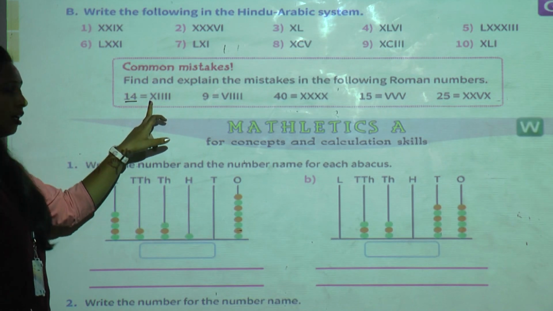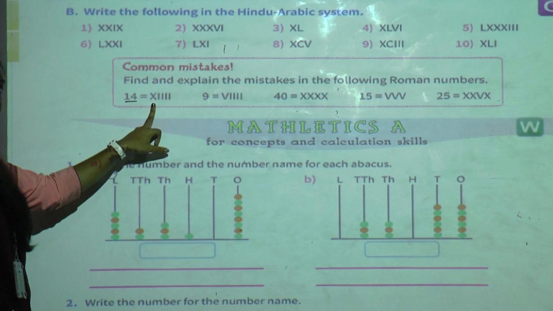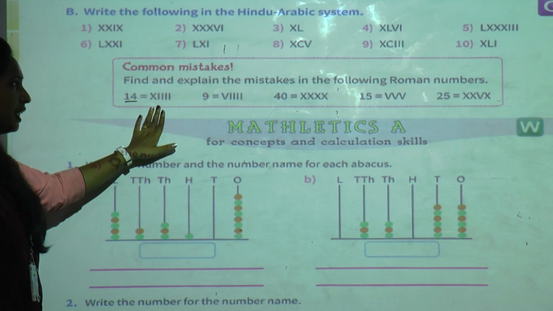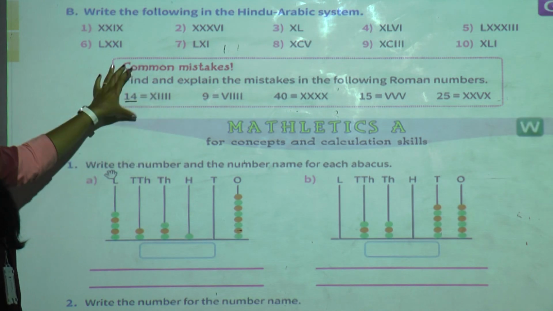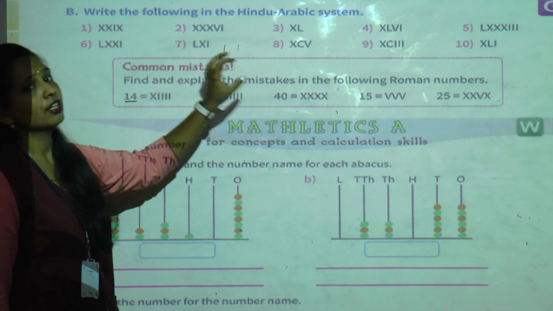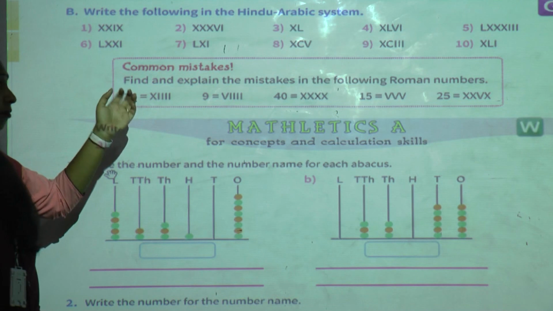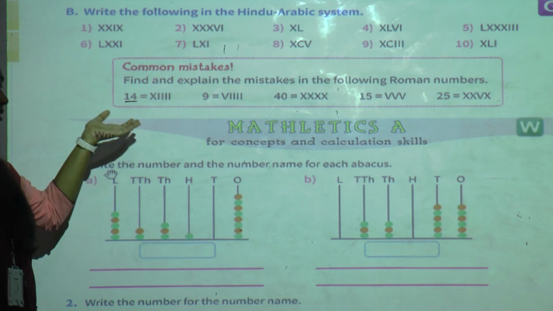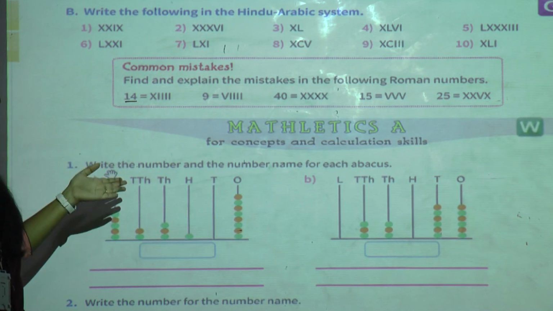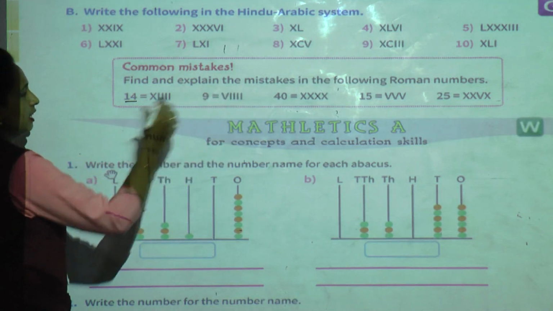14, they have written, how do you write it? It happens. So you should not make these mistakes. They have given these as the common mistakes. You can make these errors, so you should not. That's why they have given these numbers.